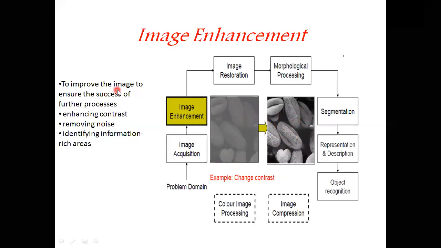So here, we improve the images to ensure the success of further processes: enhancing contrast, removing noise, identifying information rich areas. Before, we were not identifying the total information about that image. Now we are identifying the information because the contrast level is high. So this is image enhancement.